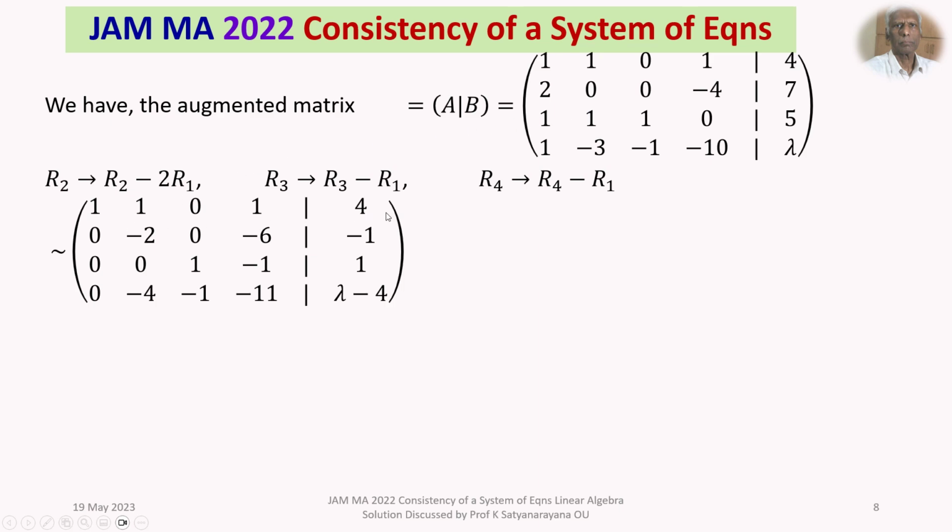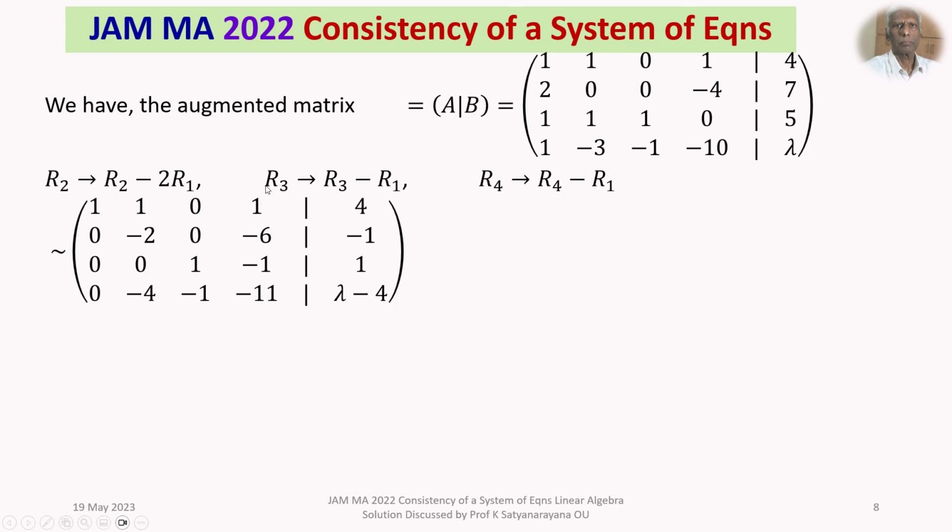The first equation as it is. The second equation is, you have to subtract 2 times the entries of R1. So, 2 minus 2 of 1, that is 0. 0 minus 2 into 1, minus 2. 0 minus 0. Minus 4 minus 2 times of 1, minus 6. 7 minus 2 times of 4, that is 7 minus 8, that is minus 1.